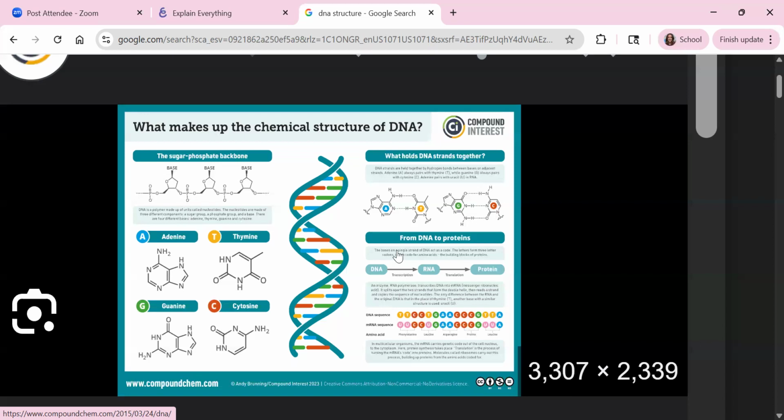Yeah. And so do you guys see right here how we have one base, which is adenine, and we have a thymine right here? See how they're hydrogen bonding with each other? This is how we link DNA. So these links right here are what's holding these two strands together.